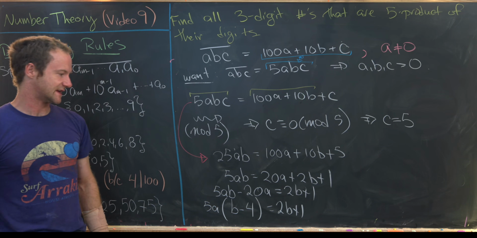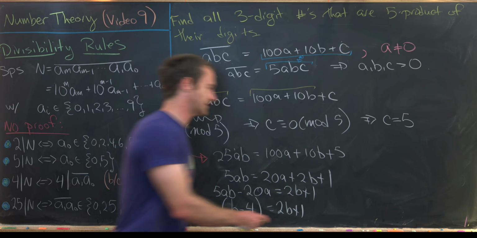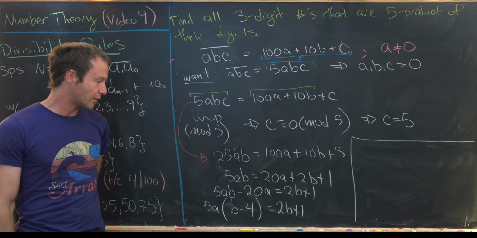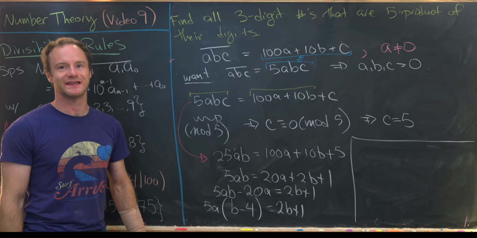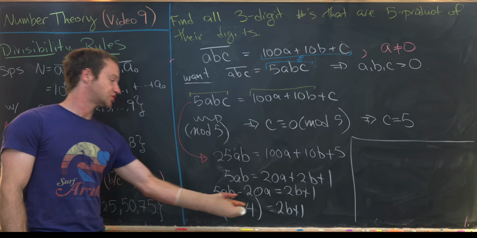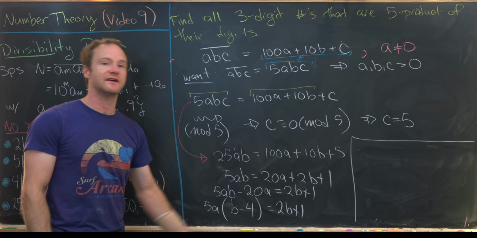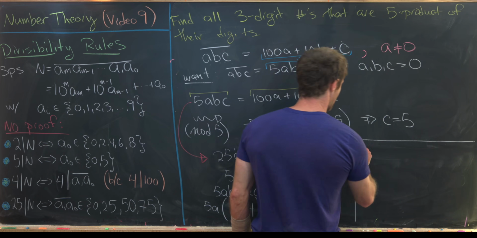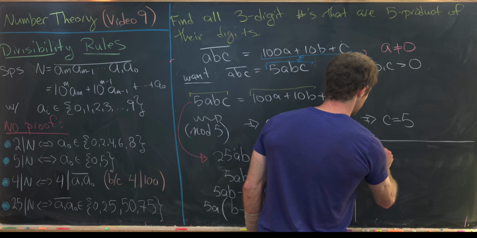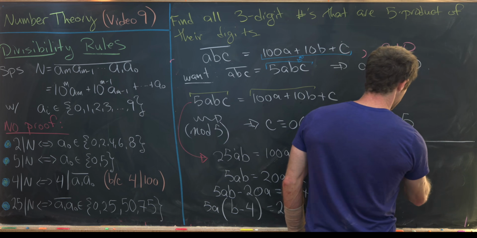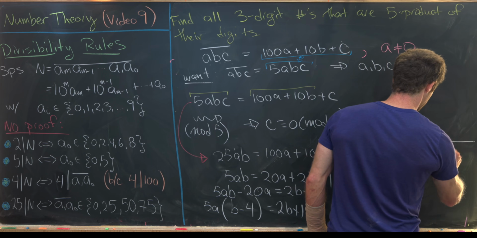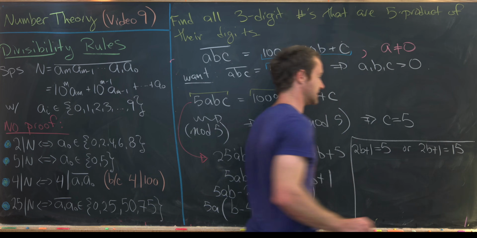That means the right-hand side is also a multiple of 5. Another thing we want to notice is that 2B plus 1 is odd. So we've got 2B plus 1 is a multiple of 5, and it is odd. Well, that only gives us two possibilities. 2B plus 1 could be 5, or 2B plus 1 could be equal to 15.